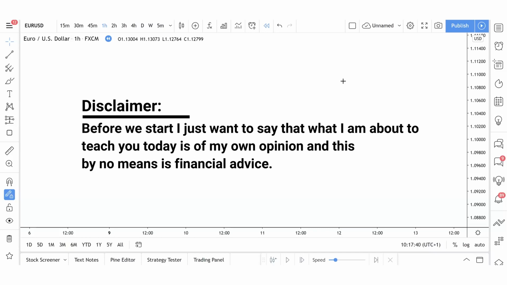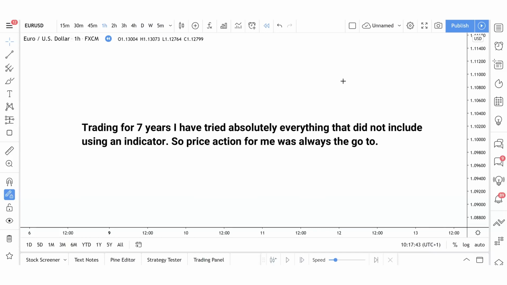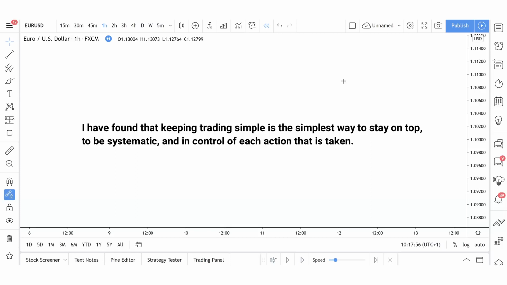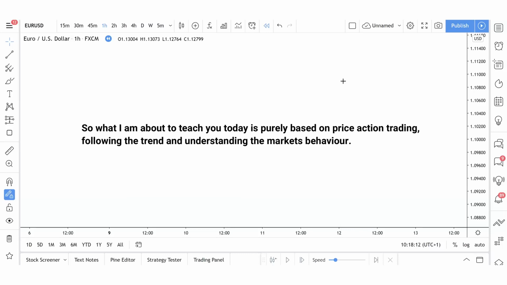So please remember that. I've been trading for about 7 years now, and I've tried absolutely everything that doesn't include an indicator. So price action for me was really always the route to go. I found over the years, keeping trading simple is clearly the simplest way to stay on top, to be systematic and in control of each action that is taken. So what I'm about to teach you today is purely based on price action trading alone, following the trend and understanding the market's behavior. So let's roll the intro and get into this.